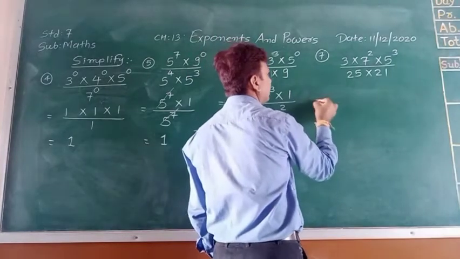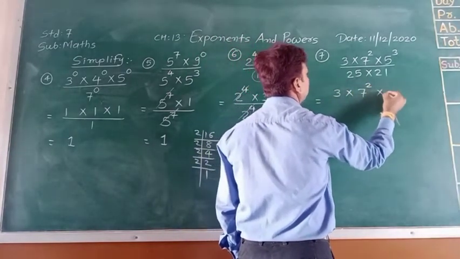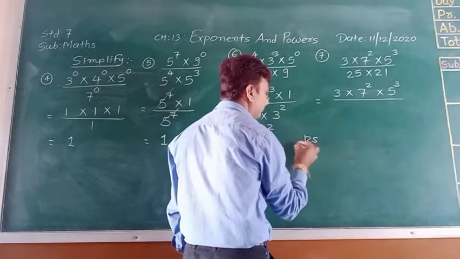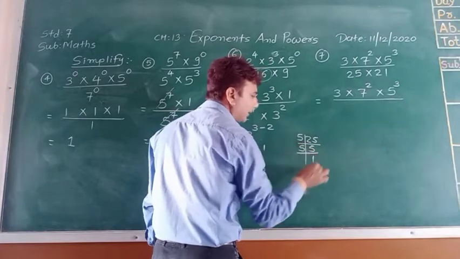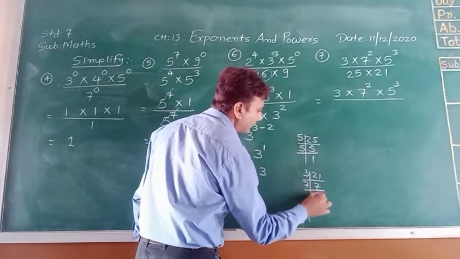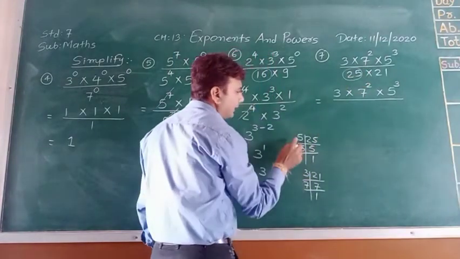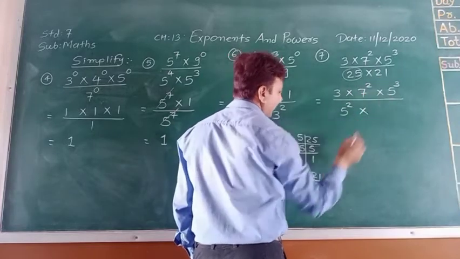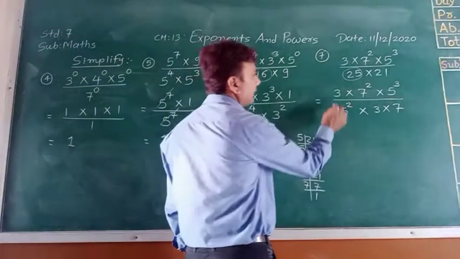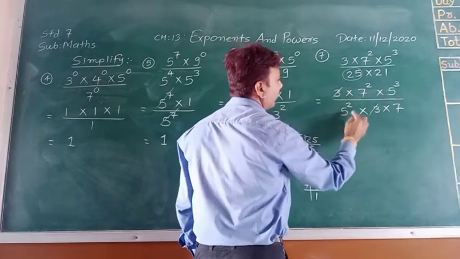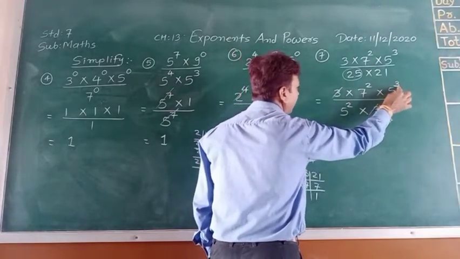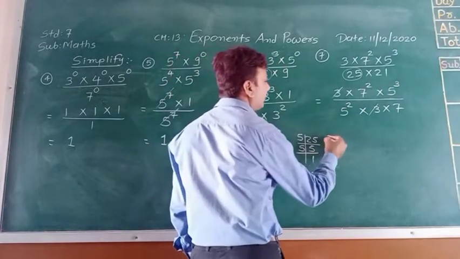This is 7th number, this 3 multiply 7 square multiply 5 cube upon 25, so 25 factors. 5 5s are 25, and 21, 3 7s are 21. So in place of 25, we can write 5 square, multiply this 21, so 3 multiply 7. Now these 3 both same cancel. Here 5, and these both have same base, division, subtraction of their power, but numerator power is greater than our denominator power, so we have to do subtraction in numerator.